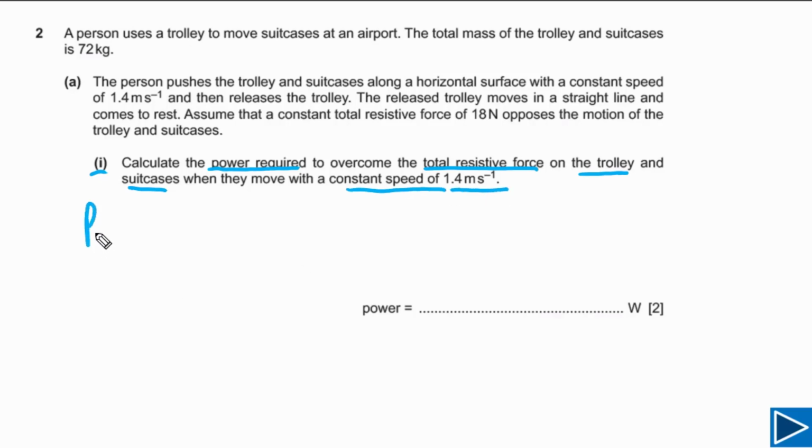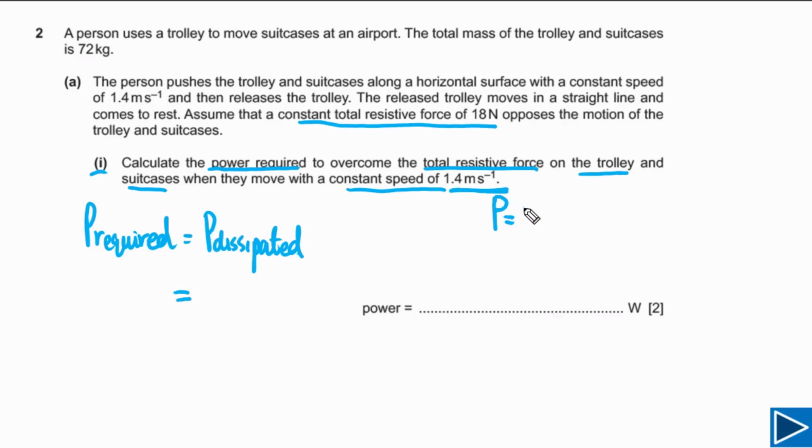Power required we need to calculate. To overcome the resistive forces simply means that power required in this case will be equal to power dissipated due to resistive forces. So power required is equal to power dissipated. Power dissipated we can calculate if we have the resistive forces and the speed of the trolley. For this case, it is given to us there is a constant total resistive force of 80 Newton and the speed of the trolley is also constant. If the speed is constant and force is constant, we can calculate power. Power will be equal to force times speed.